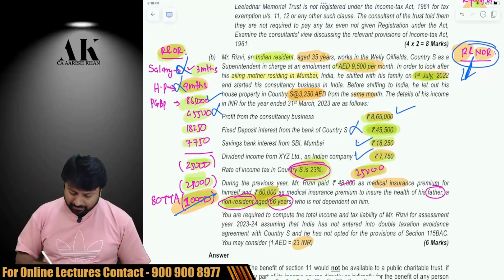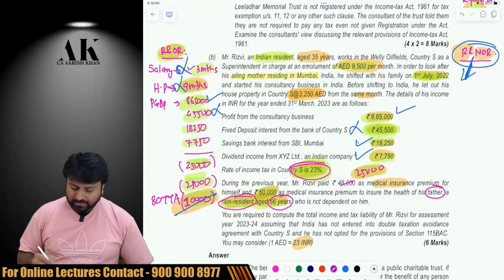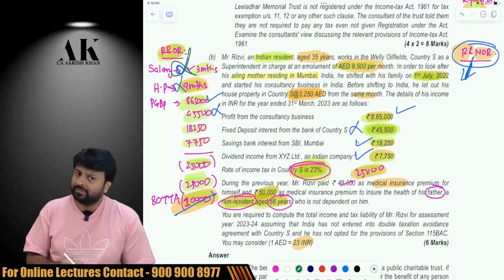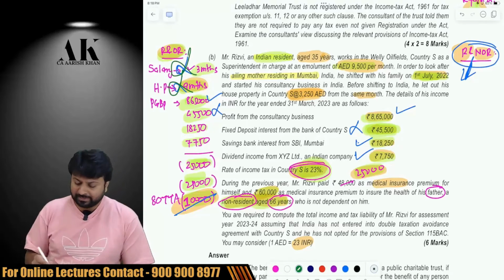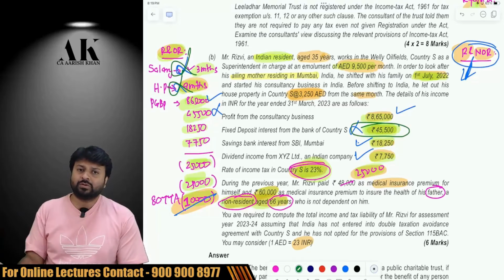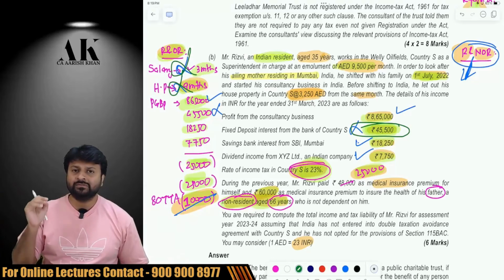If he is resident but not ordinarily resident, then all his income cannot be subject to tax in India. Which income will not be subject to tax in India? The income which is accrued outside India, that is salary income, will not be subject to tax. HP income will not be subject to tax. Similarly, this FD income outside India will also not be subject to tax in India because these incomes are accrued outside India. In case of NOR, only incomes which are accrued or deemed to accrue or received or deemed to be received in India are taxable.